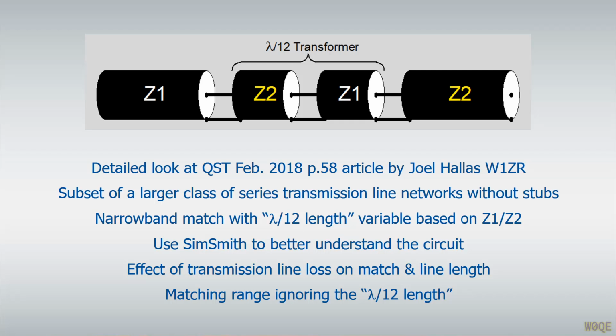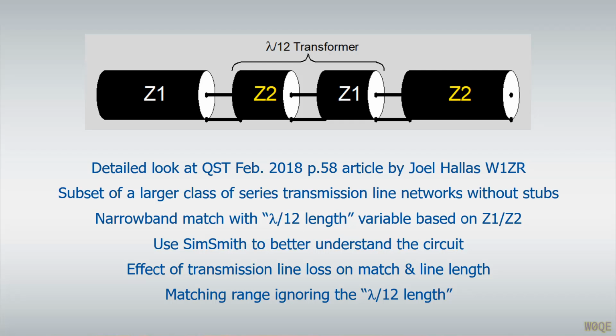Length." The information in the article is completely correct and describes matching a transmission line with surge or characteristic impedance Z1 to another transmission line with surge or characteristic impedance Z2, as shown in the drawing at the top of this page. In the middle, there are two pieces of transmission line that become the 1/12th wave transformer, and as you can see, the only transmission line impedances we need are Z1 and Z2.